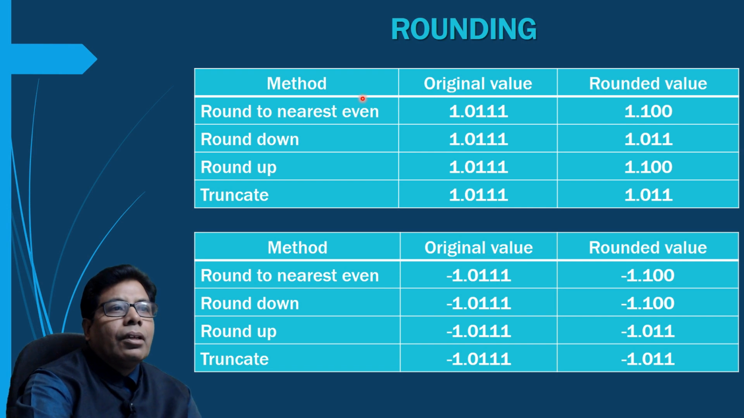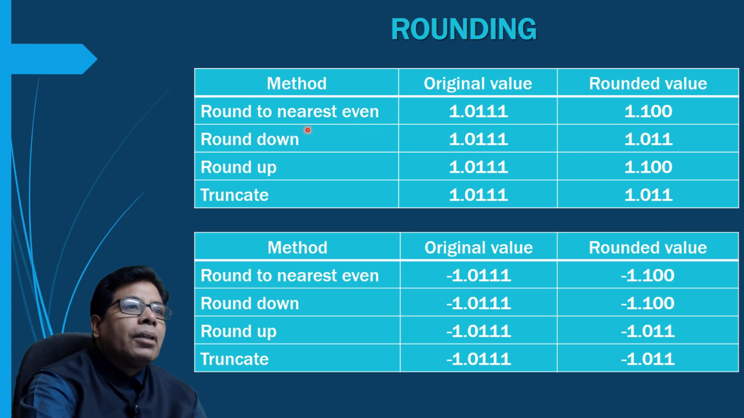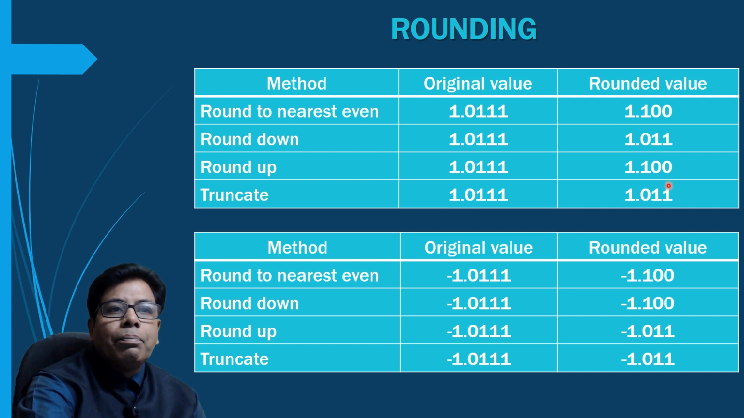So we had discussed the rounding part, the control bits in the control register. Here you can see the original value and the rounded value. Rounding to nearest even will give us 1.100. Rounding down will give us 1.011. Rounding up will give us 1.100. Round and truncate will give us 1.011. So rounding down and truncation, these values are the same here.